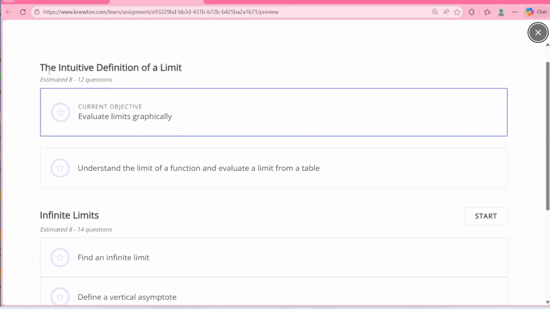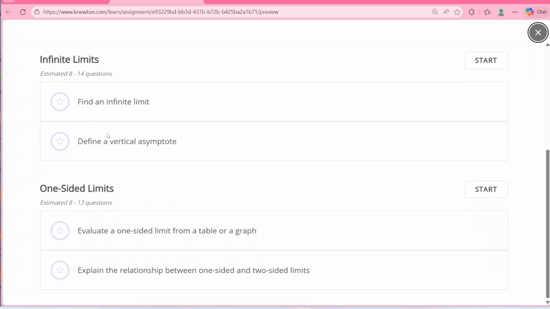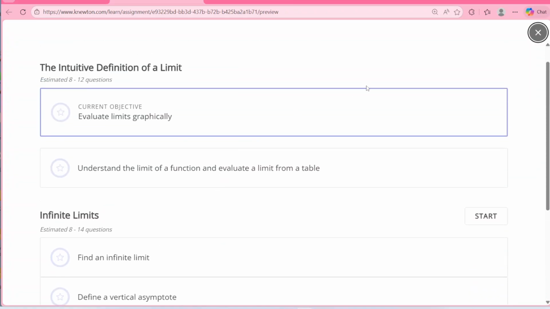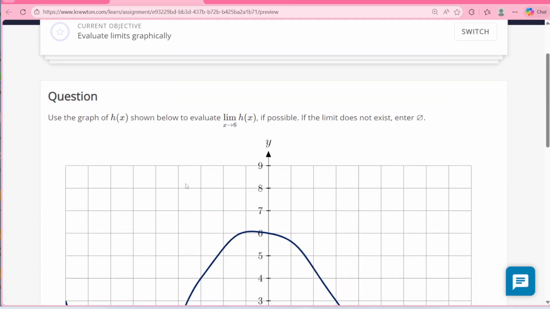So we're going to be in the intuitive definition of a limit until those 2 are done, and then it'll move me to one of the other 2 sections until they're done, and then the last section until those 2 are done. So we're going to be doing pretty much 2 objectives at a time. And you can see how far along you've gotten on each objective with the progress wheel next to it. So you should also on the home page here see the current objective for the question we're working on, then the question itself.